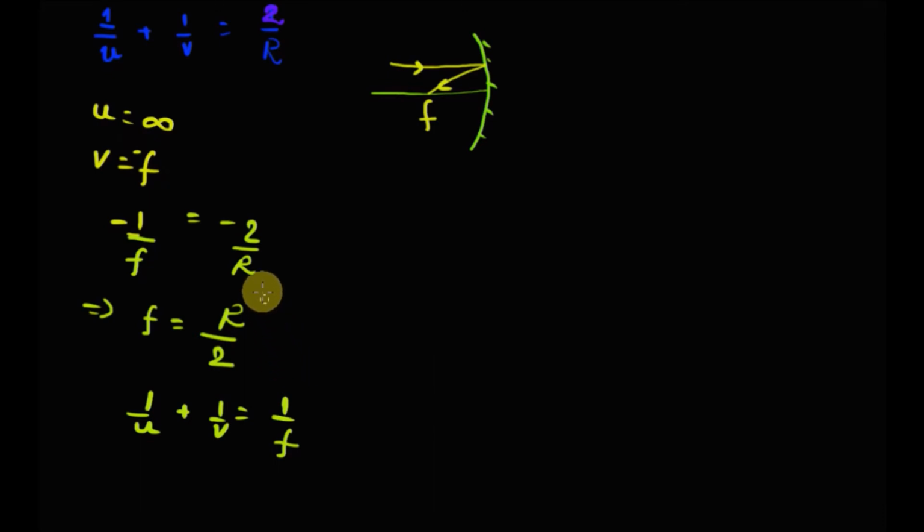If we put the values in the equation of the mirror, we'll have minus 1 by f is equal to minus 2 by R, so f is equal to R by 2. So focal length is equal to half of the radius. If we put the value of f in the first equation, we get 1 by u plus 1 by v is equal to 1 by f. So this is another form of the same equation.